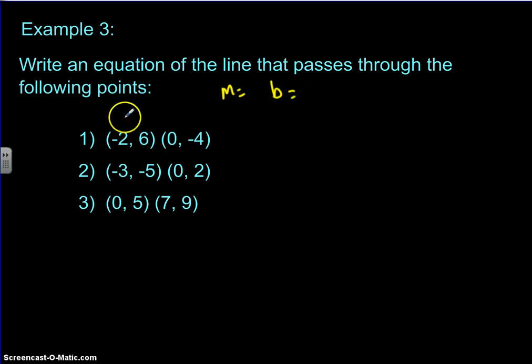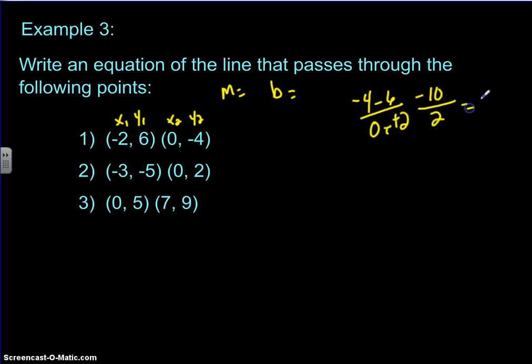Well, let's find the slope. Remember the slope, x1, y1, x2, y2. Let's look at the first one. I've got -4 minus 6 over 0 minus -2. That's going to be -10 over +2, which is -5. Okay, so for this one, the slope is -5.